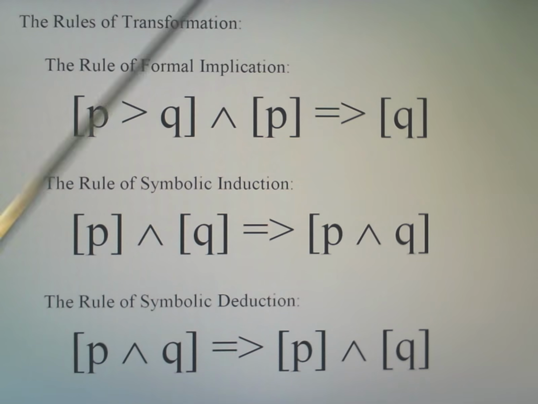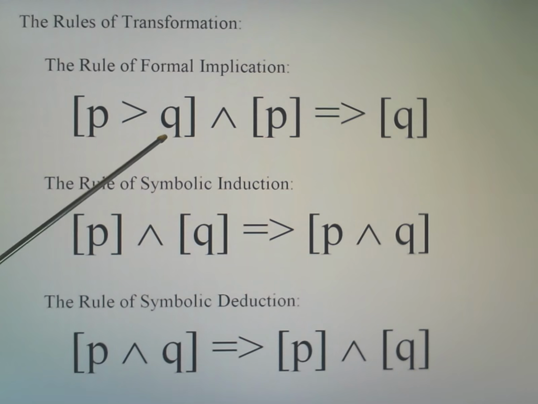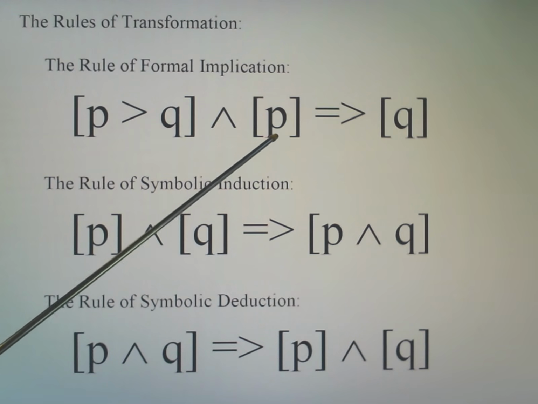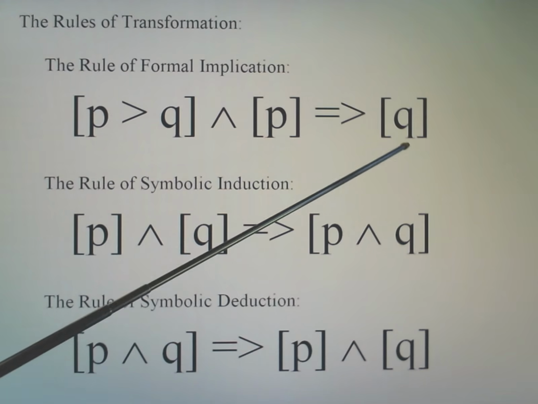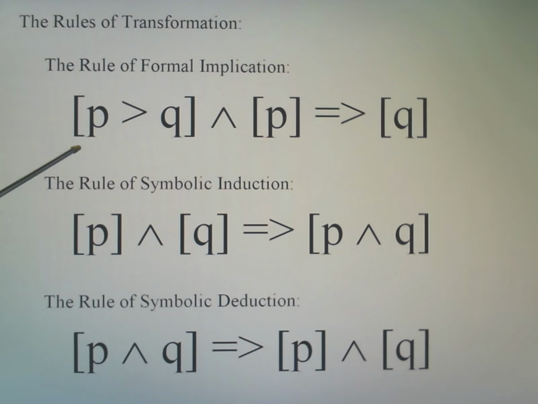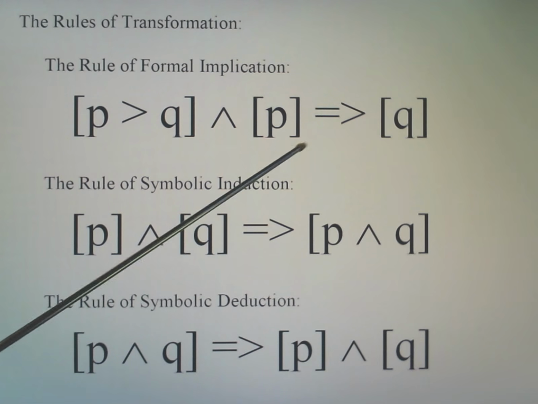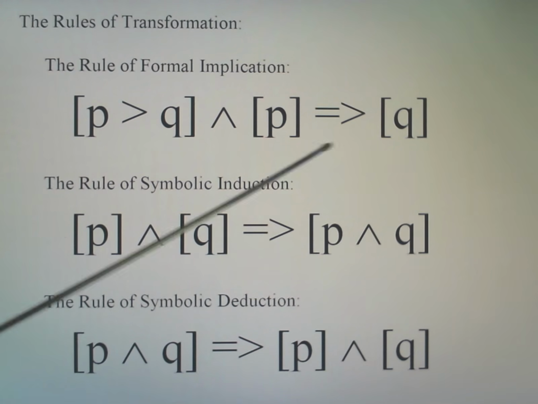What this rule is saying here is if you have a material implication such that if P is true, then Q is true, and you also know that P is true, then you can deduce that Q is true because P gives you Q and you have P, so you are given Q. And that is always true. This cannot possibly be false.